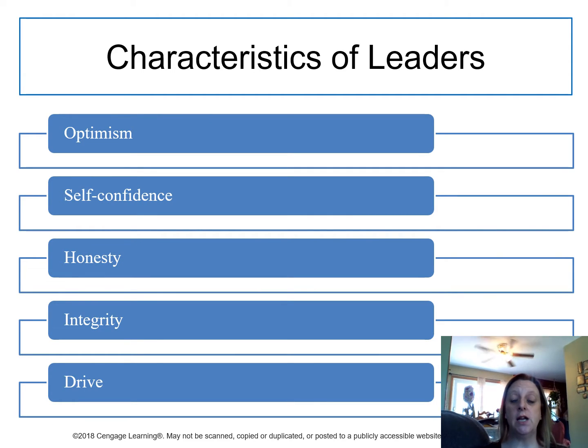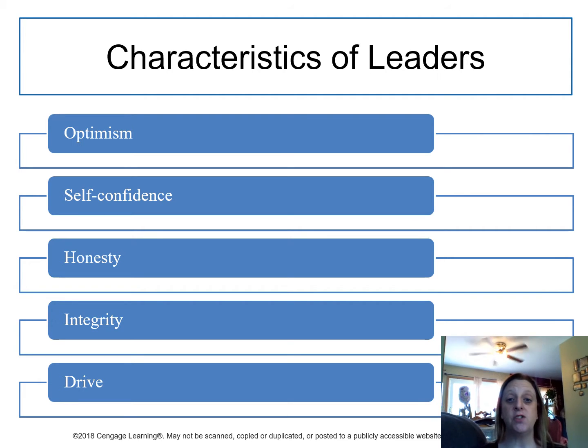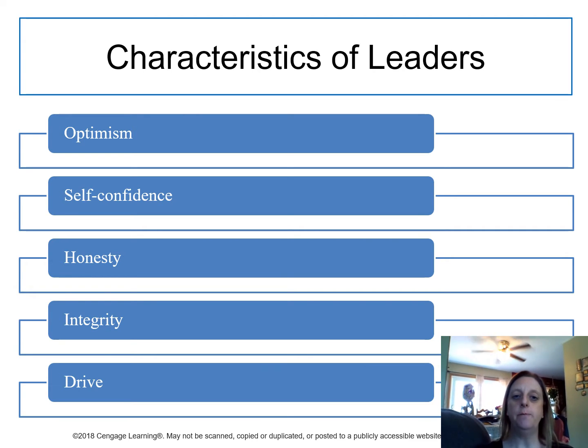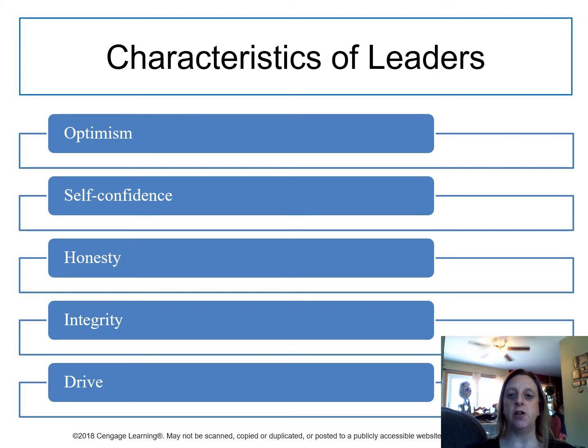So in looking at these a little bit more specifically, optimism has to do with the tendency to see the positive side of things and expect that things will turn out well. So being optimistic, being hopeful, those are strong traits of successful, effective leaders. Nobody likes to work for a pessimist. Nobody likes to follow a pessimist, rather. So optimism usually is an attractive feature in leaders.